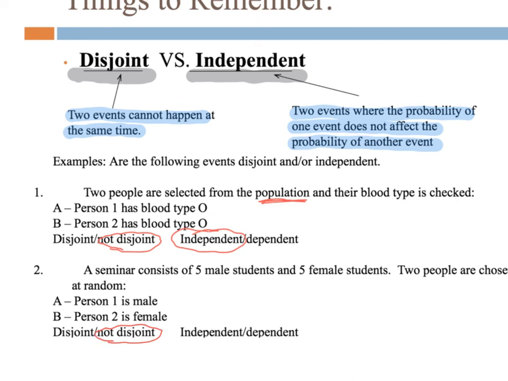Are they independent? Does choosing a male on the first pick affect the probability of choosing a female on the second pick? And the answer is yes, it does. Because once I've picked a male, there are fewer males to choose from than females. And that takes our probability from 5 out of 10 to 5 out of 9. So because the probabilities change, we say these two events are dependent.